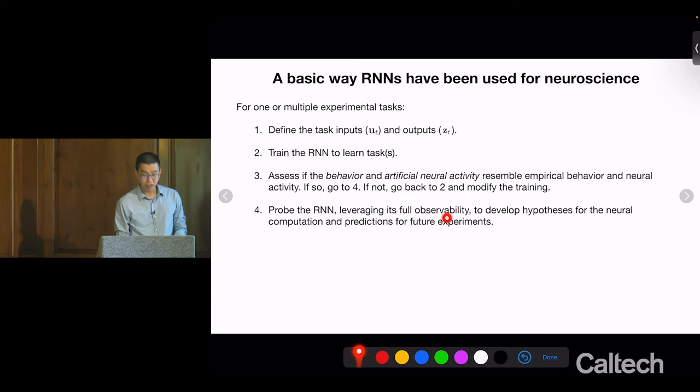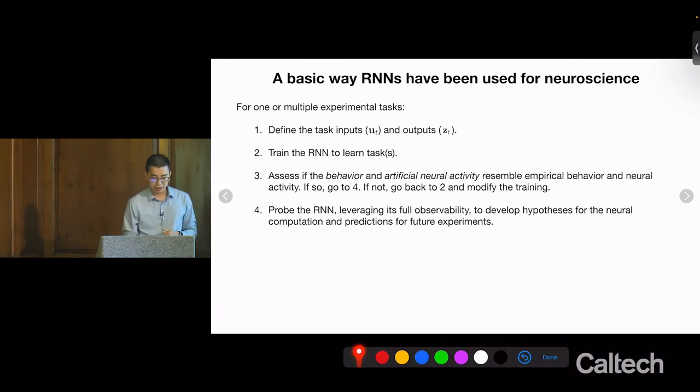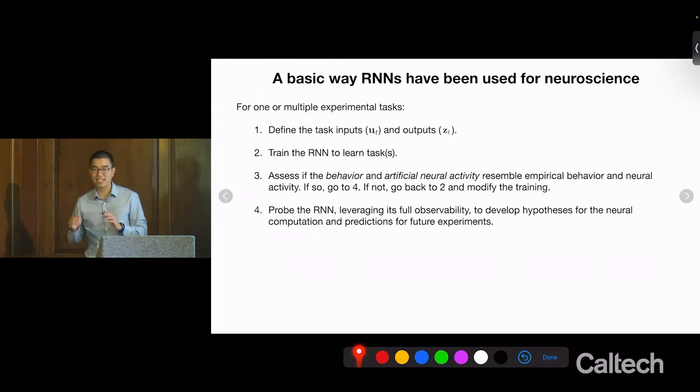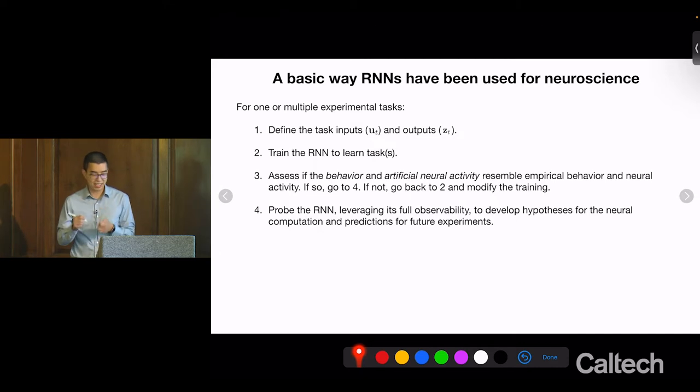And leveraging its full observability, that we see all of its artificial neurons, that we know all of the weights, we can probe this recurrent neural network to propose new hypotheses or even predictions for future experiments about the computation that is happening, all right? I say propose because, again, I'm not saying that the recurrent neural network will exactly implement what is done in the brain, but at least it proposes a mechanism with testable predictions, a hypothesis for the computation going on.